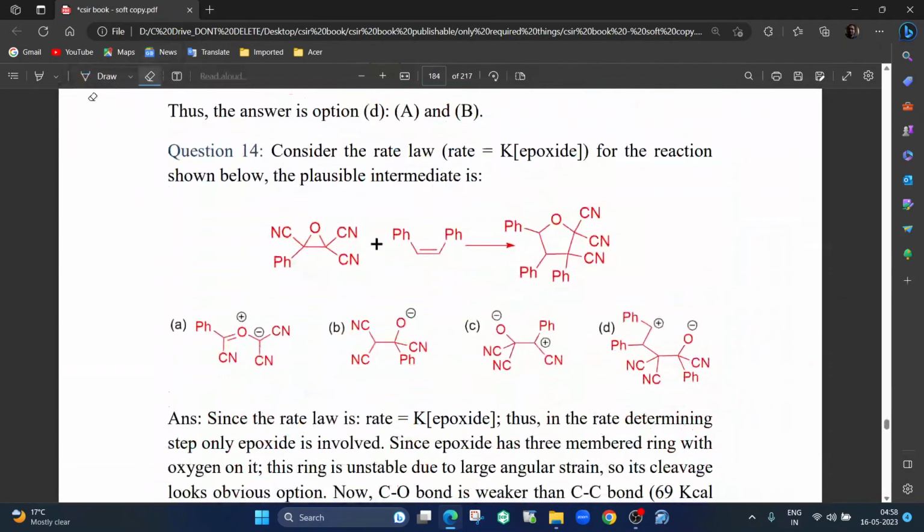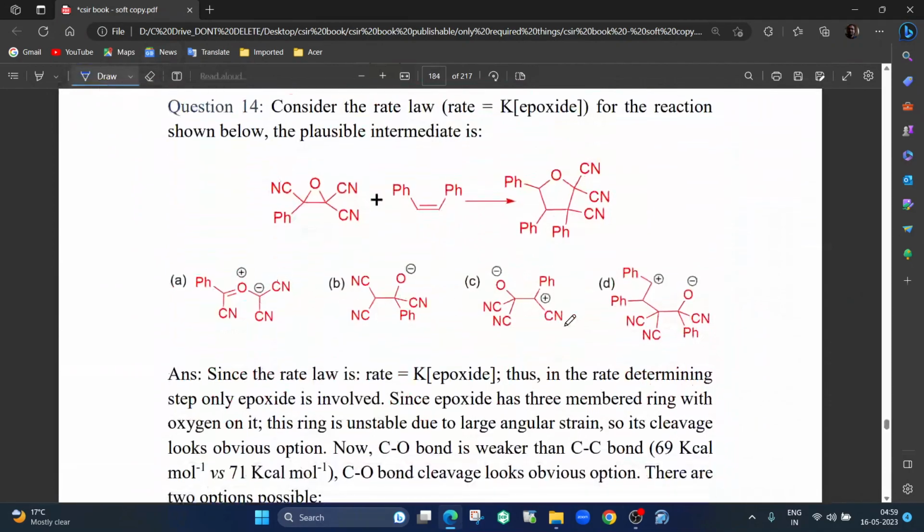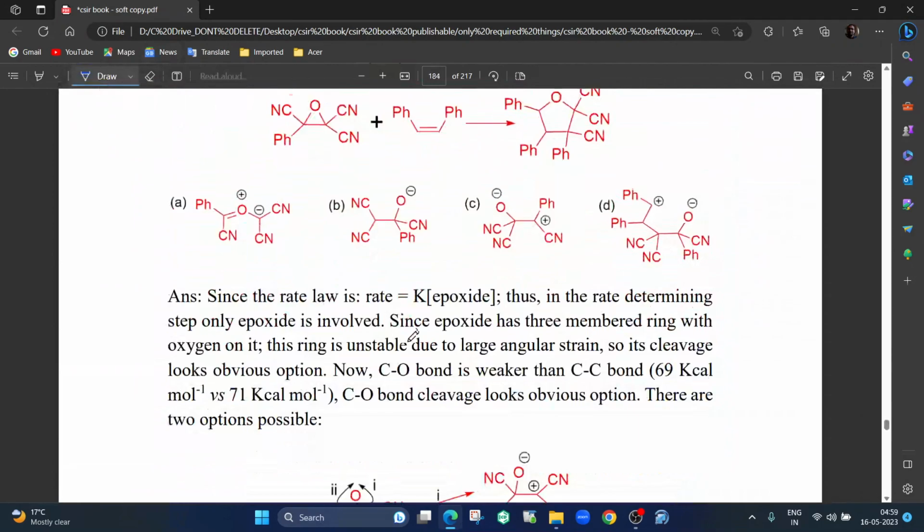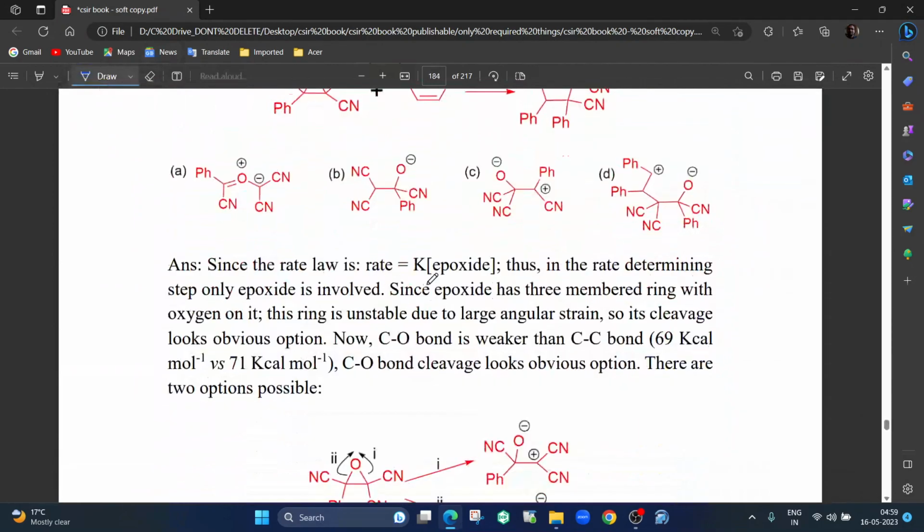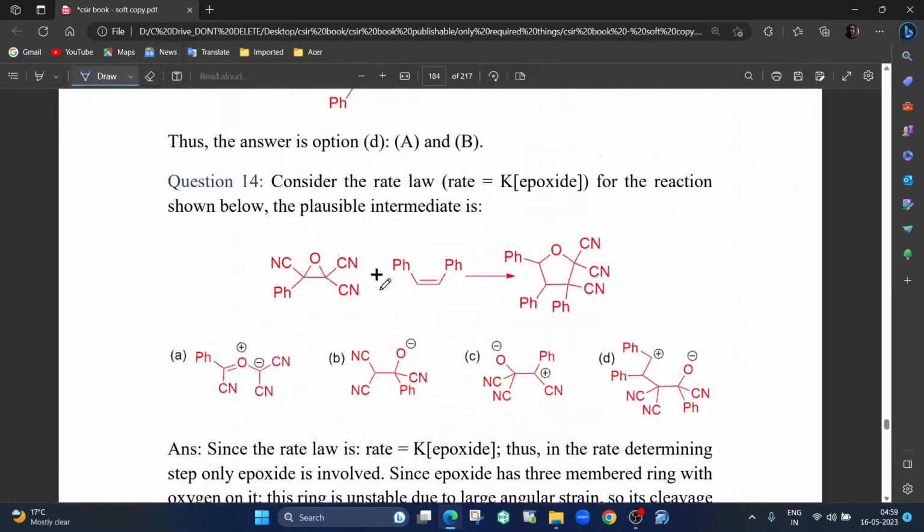Now let's see question number 14. Consider the rate law. Rate is equal to K into epoxide for the reaction shown below. The plausible intermediate is, so you are having this molecule and you're reacting with alkene and you're getting this product, and these are the options, right? What they are asking is the possible intermediate. So the rate law says rate is equal to K into epoxide. That means this reaction depends only on the epoxide concentration, not on this. So this is the slow step.